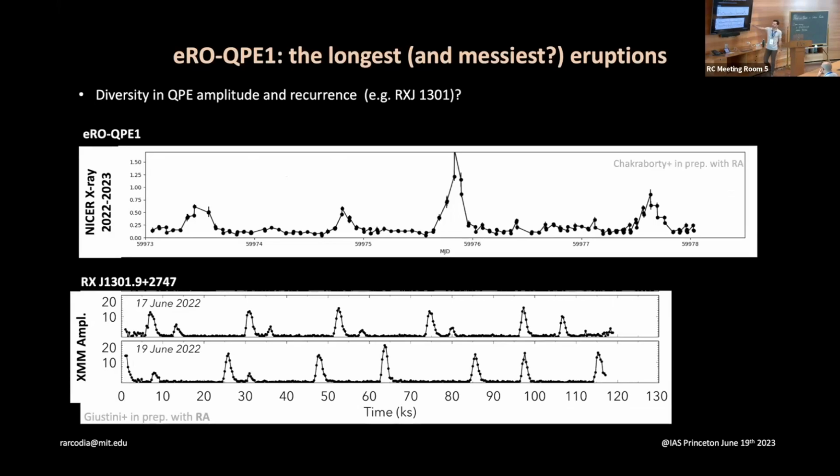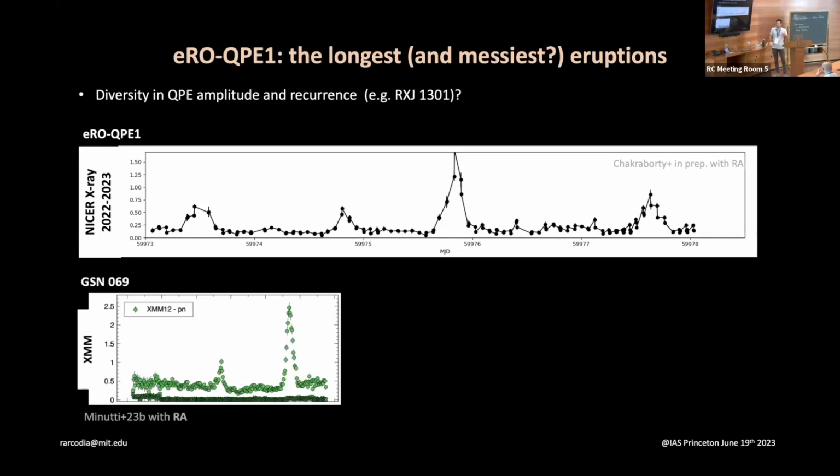This is RX J1301. Johin showed the light curve of 2020. This is still unpublished. Margherita is publishing it. This is what this source is doing as of 2022. There's barely a recurrence time. Bursts may come in couples. And it's something that might relate to this source now. So you can have a diversity in amplitude and separations.